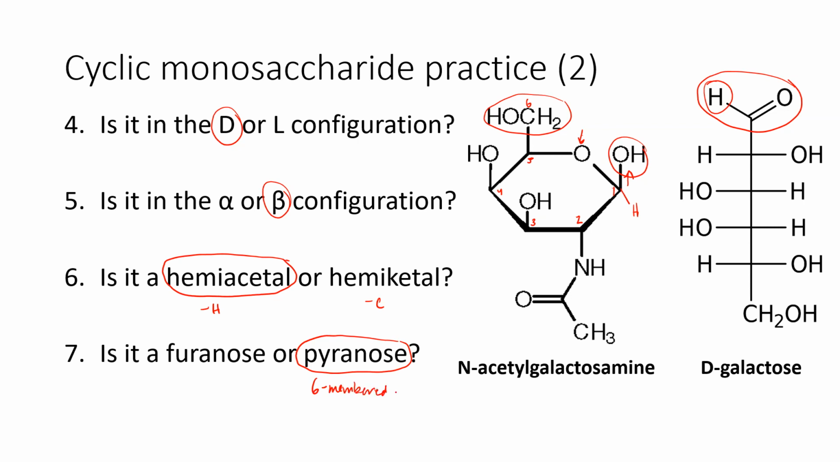So we have a 6-membered ring, which is what defines a pyranose. This sugar also happens to have 6 carbons, but that's not what makes it a pyranose. It's because of how many items are in the ring itself. It's not a furanose, but a furanose would be a 5-membered ring. Any more questions about ring or cyclic structures of monosaccharides before we move on?